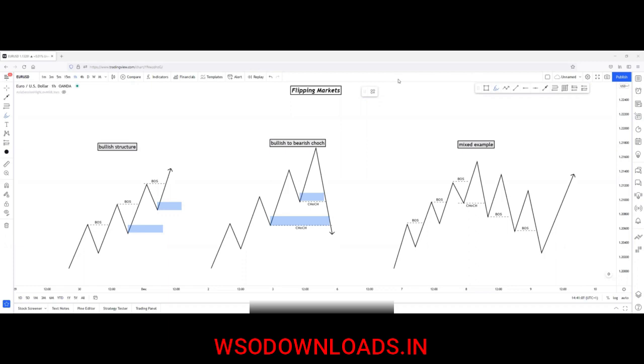Okay, first let's talk about the change of character. What is a change of character? When the market structure changes to bullish from bearish, or changes to bearish from bullish. So basically, it's the change in the overall trend.